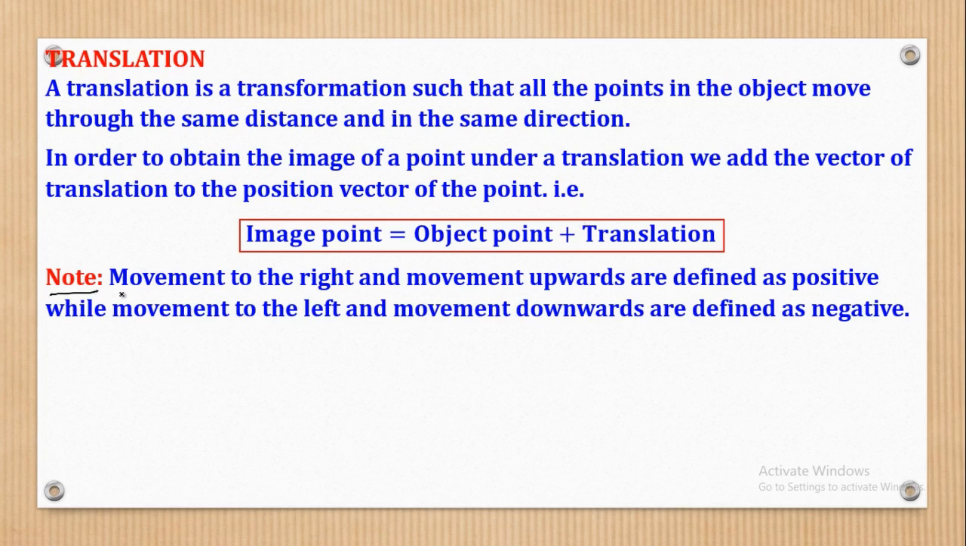Something we need to note is that movement to the right and movement upwards are defined as positive, while movement to the left and movement downwards are defined as negative. So when you say negative, it means that it is either to the left or downwards, and we shall see that when we represent this translation graphically.